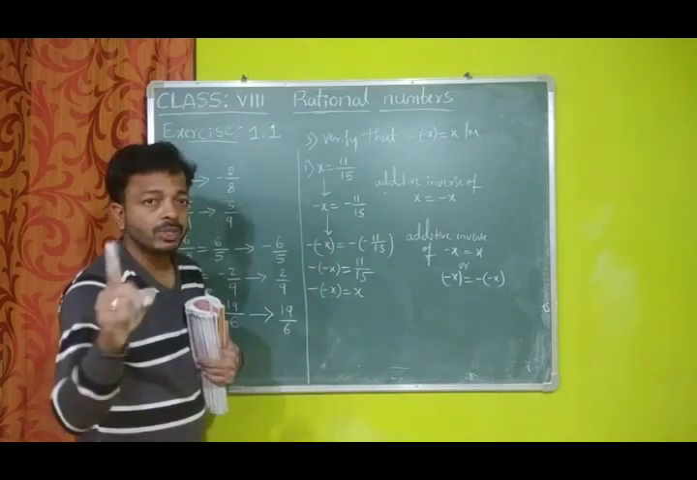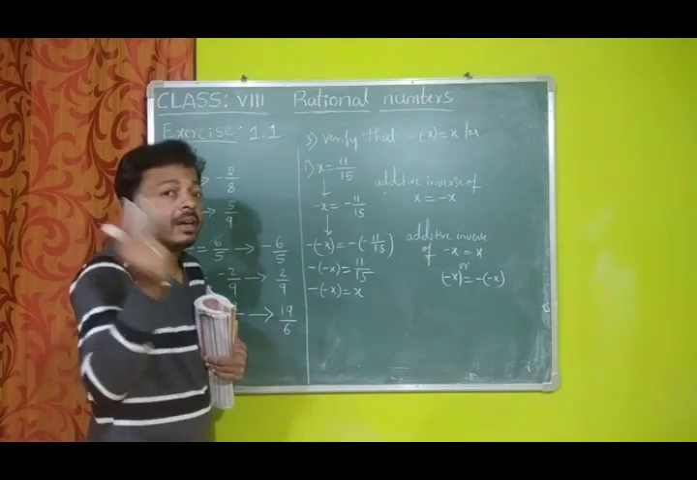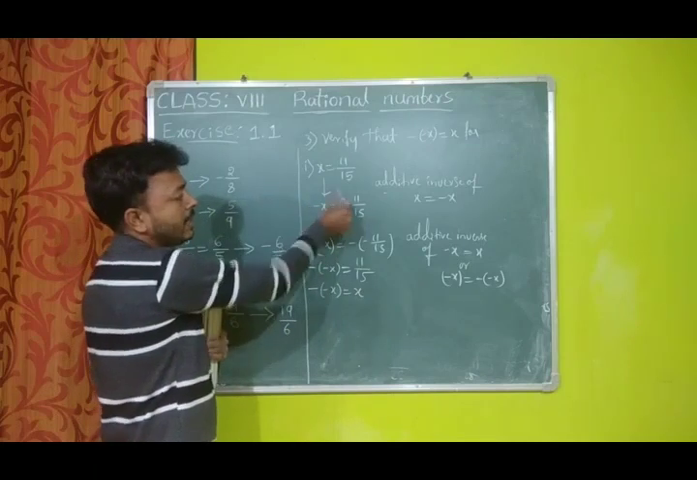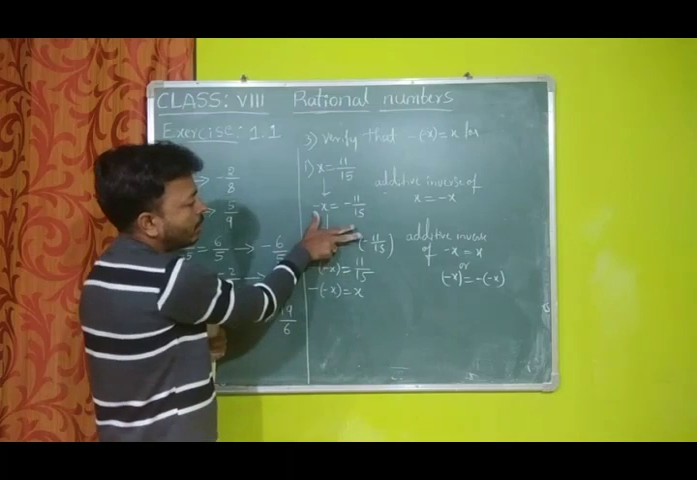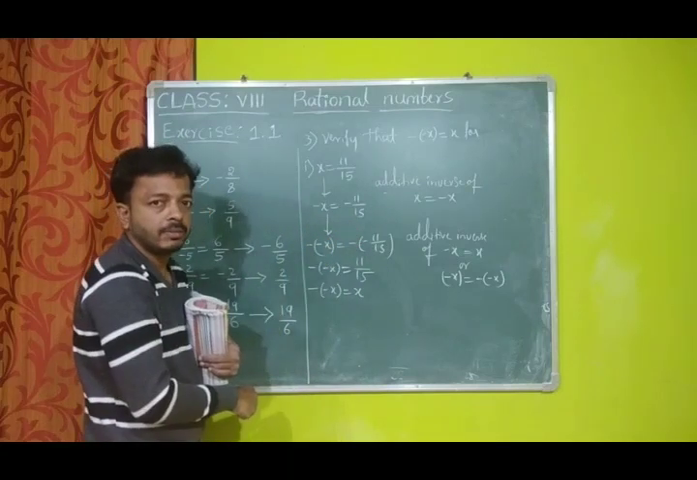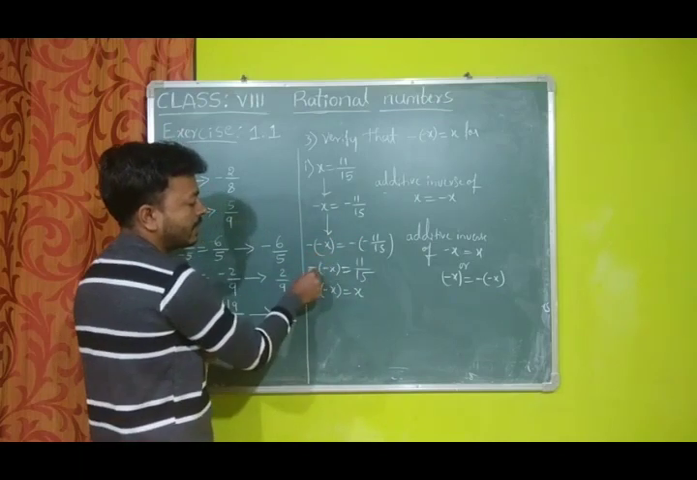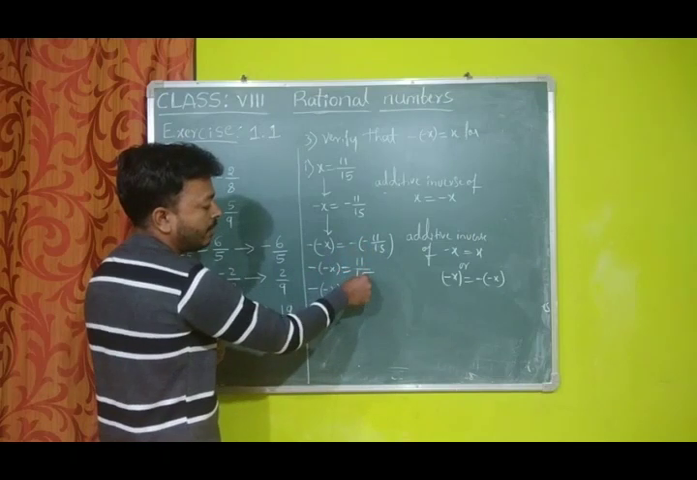Don't get confused here. I took minus on both the sides, or otherwise you can learn in this way. I took minus on both the sides. Here also minus, here also minus. Minus x equal to minus 11 by 15. One more time, second step, I took one more minus sign on both the sides. Multiplied by minus on both the sides. Here, minus minus. Here, this one I wrote as it is, minus minus plus 11 by 15.